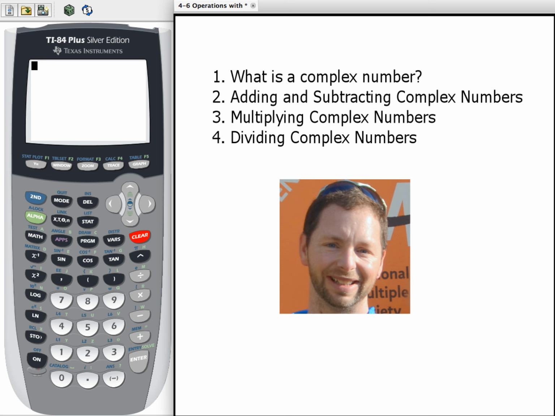Second thing, really quickly, we'll go through adding and subtracting complex numbers. Third thing, multiplying complex numbers. And lastly, dividing complex numbers. But first, a lesson in history. What is a complex number?